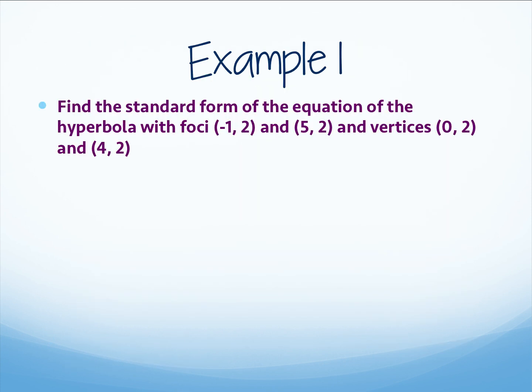So let's do some examples. We're going to find the standard form of the equation of the hyperbola with foci -1, 2, and 5, 2, and vertices 0, 2, and 4, 2. So let's graph what we've been given. So a point at -1, 2, 5, 2. Those are our foci. And then vertices at 0, 2, and 4, 2.